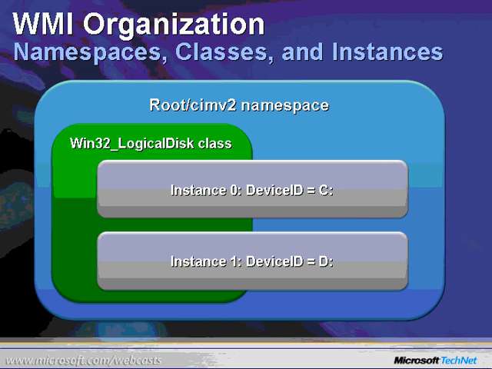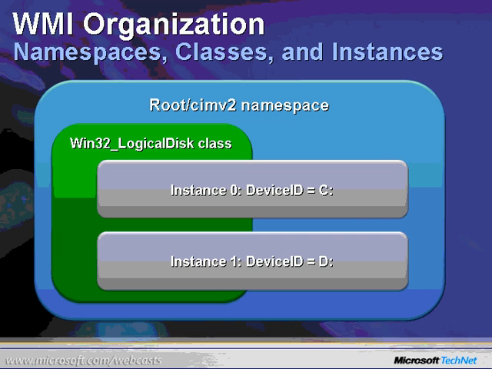We're going to primarily be working in the namespace called root CIMv2. CIM stands for the Common Information Model. This is version 2 of the CIM namespace. Inside that namespace are all the core classes that relate to the Windows operating system. Now, for consistency, these class names typically start with a Win32 underscore. So we've got the Win32_LogicalDisk class.